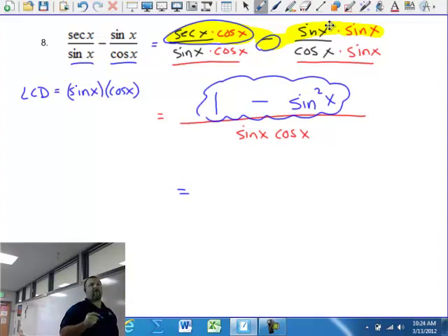And if, again, you're not clear on that, look at the last example, or first thing you do when you walk into class tomorrow, come talk to us. But that's what the numerator is going to be. The denominator is still sine of x times cosine of x.